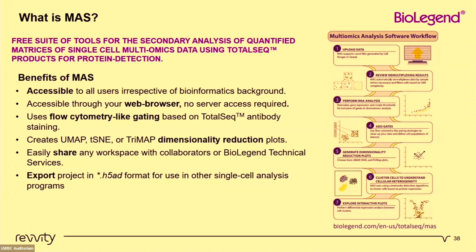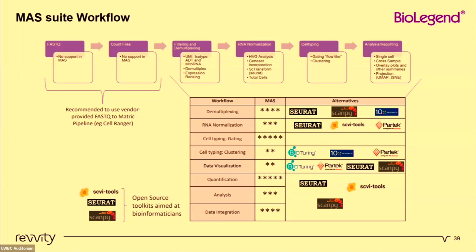So we have a little bit of a workflow diagram here, but I'm going to go into that again, turned on its side. There's no support in MAP for FASTQs, not for this workflow, but for the other one, yes. And we can't make your count files in this portion of MAP. So the recommendation here is to take your FASTQs into count files using Cell Ranger. Then we would do our filtering and demultiplexing, and all of this can happen in MAP.